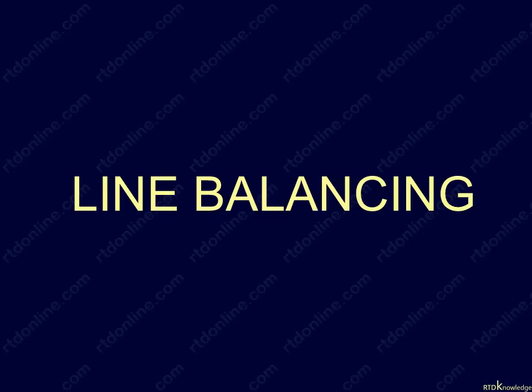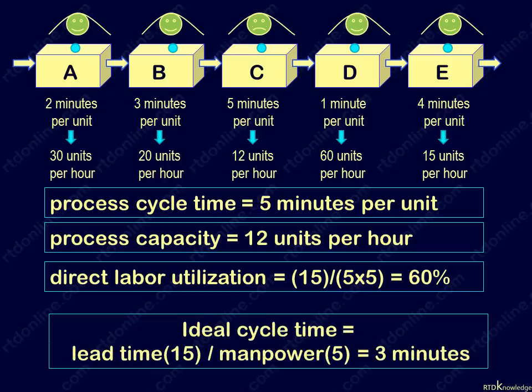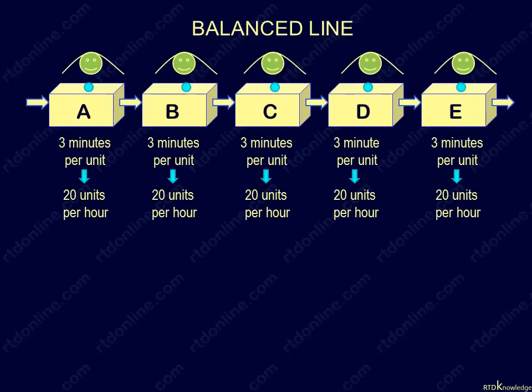Let's now learn the concept of line balancing. Notice that because of the differences in the workstation cycle times of our process, everyone is forced to slow down to the 5-minute cycle time of the bottleneck, and utilization drops to only 60%. What if we can distribute equally the 15-minute lead time among the 5 operators? Our ideal cycle time would be 3 minutes per station or operator. Our balanced line or process would look something like this.